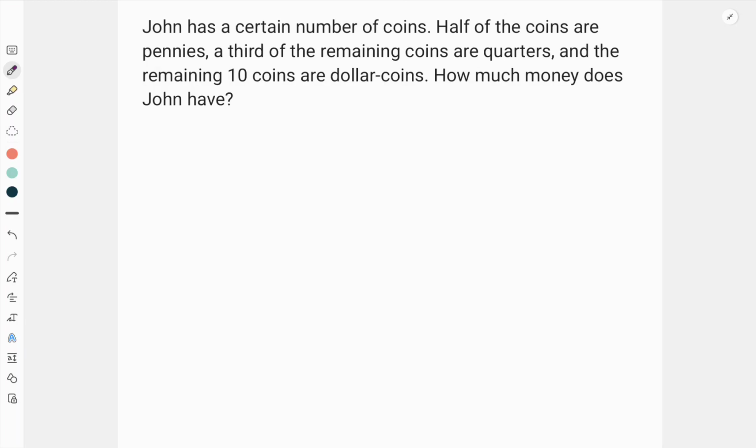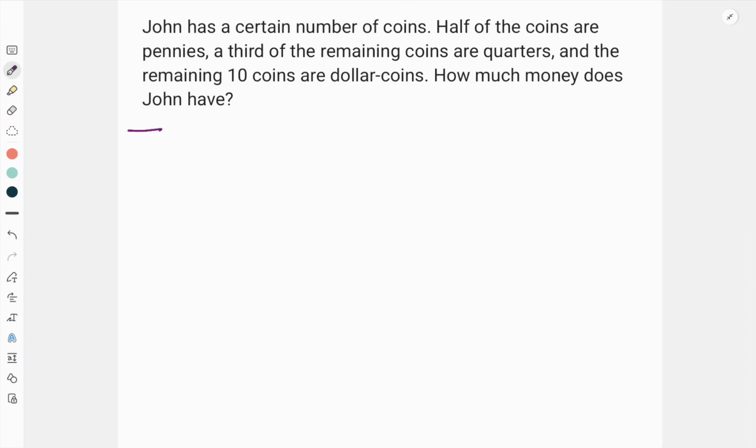John has a certain number of coins. Half of the coins are pennies, a third of the remaining coins are quarters, and the remaining 10 coins are dollar coins. How much money does John have? Okay, so there are two issues here. First of all, the coins are not all the same, and secondly, we don't even know how many coins there are. But there is enough information in this question that we can address all these issues.